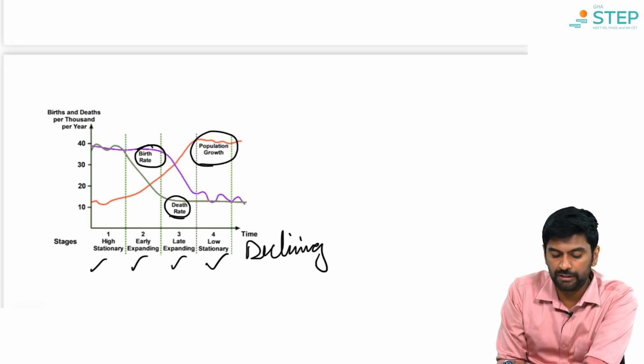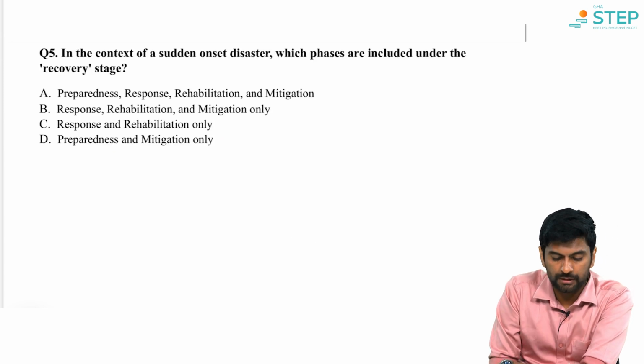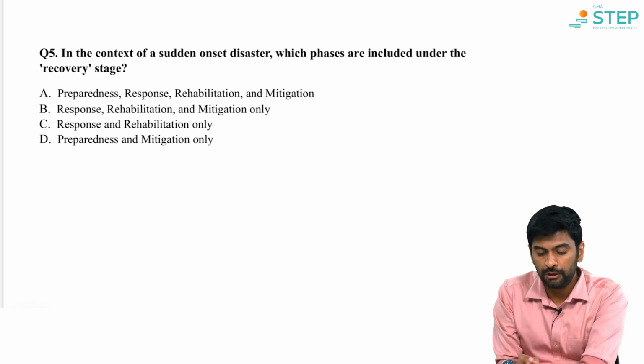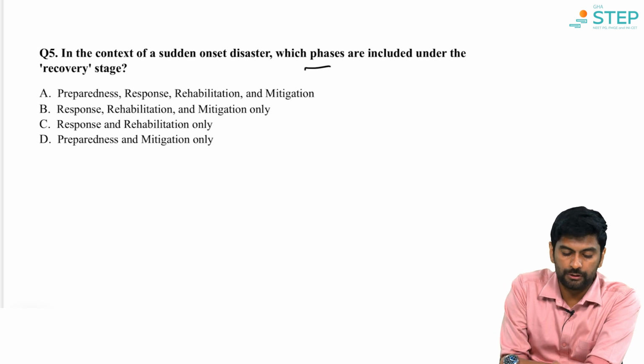So the declining would be the 5th phase in this case. Next, question number 5. In the context of a sudden onset disaster, which phases are included under the recovery stage?